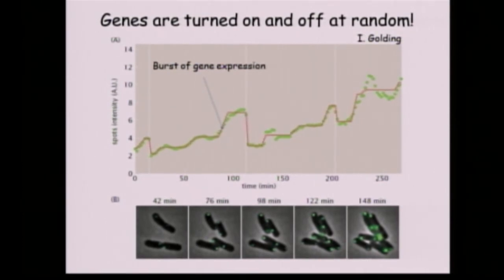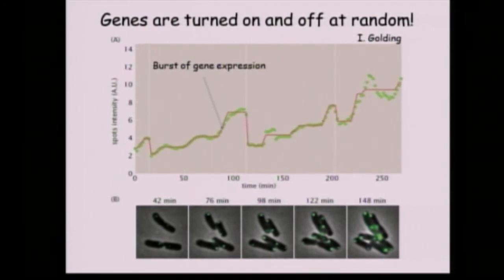And then you can actually, by seeing those green dots come up, you can count how many molecules are being made in a single cell. And what this shows you is the production of those molecules in a single cell as a function of time. Look at this. It looks completely random, and that's the point.